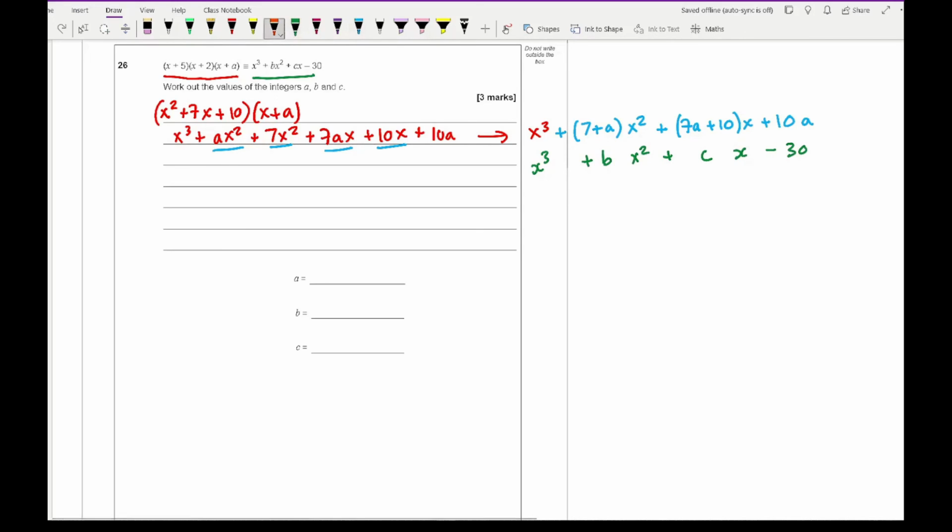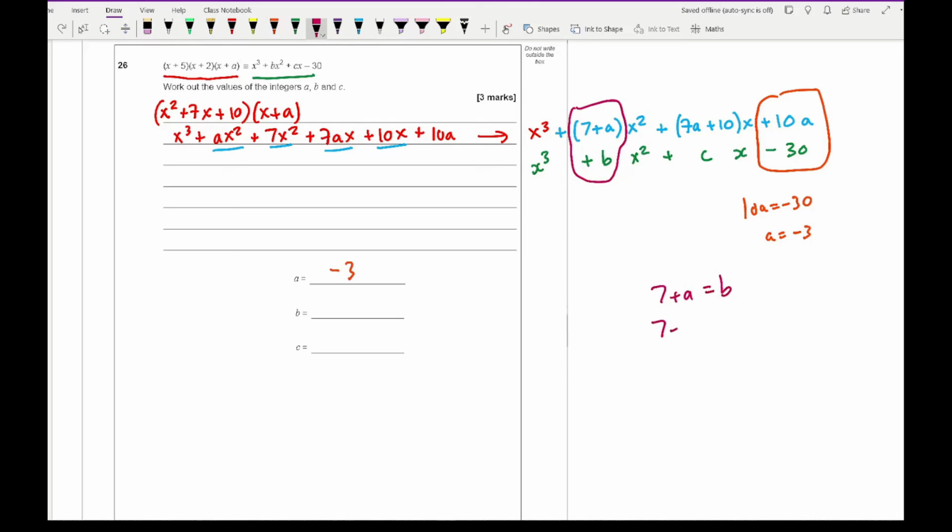Now comparing the coefficients, looking at a first, well if 10a equals minus 30, then a is going to equal minus 3. So a equals minus 3. Then to work out b, what I need to use is this: 7 plus a equals b. With a equals minus 3, I've got 7 minus 3, which is 4.